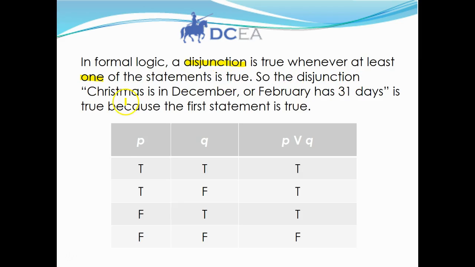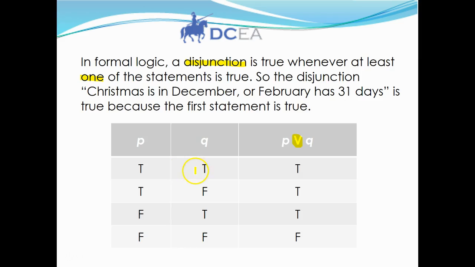So the disjunction, Christmas is in December, or February has 31 days, is true because the first statement is true. With a disjunction, we use the symbol V. It's a large V, so it's upside down compared to the caret that we used for conjunction. And if just one statement is true, then the answer will be true.